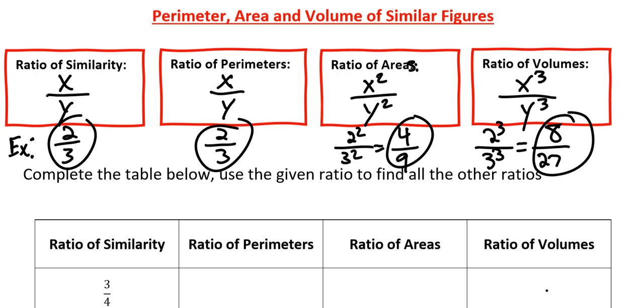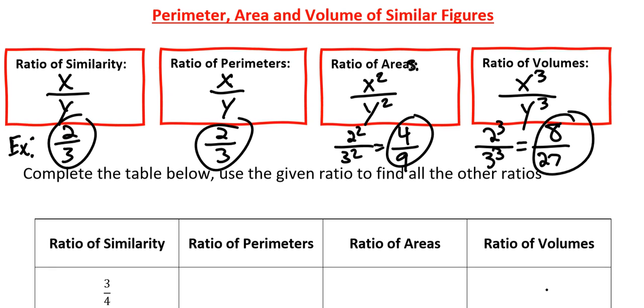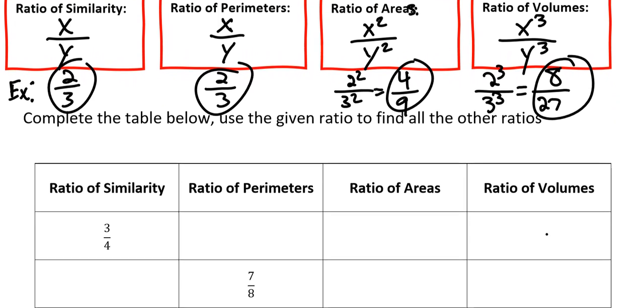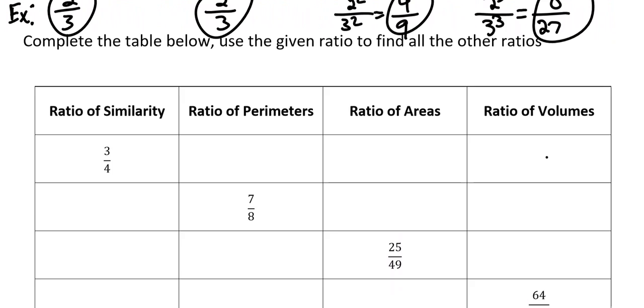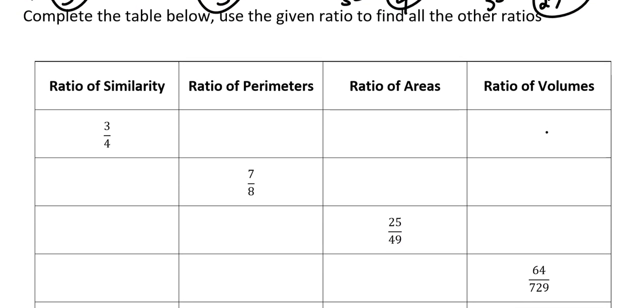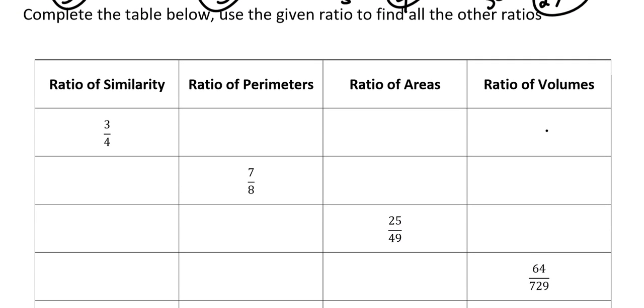So those are those specific ratios. All right, so the first thing I have here as far as practice is completing this table using the ratios of similarity, perimeters, areas, and volumes. And then underneath I have a few word problems. So I'll once again write up here what the ratios are. Similarity would be x over y. Perimeter is also x over y. Areas is x squared over y squared. And volumes is x cubed over y cubed.